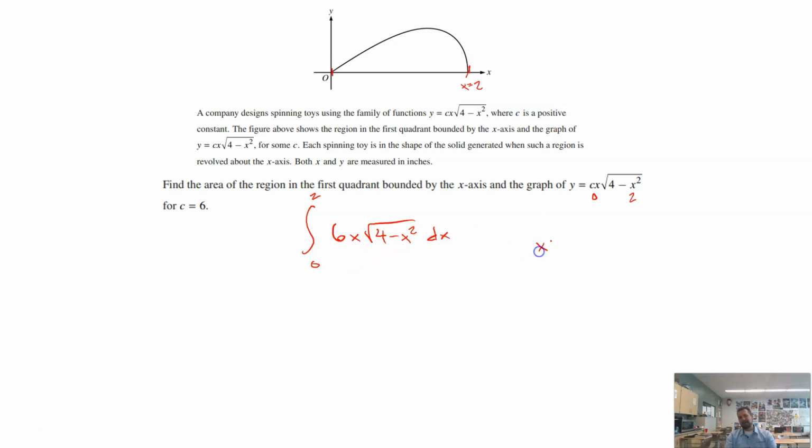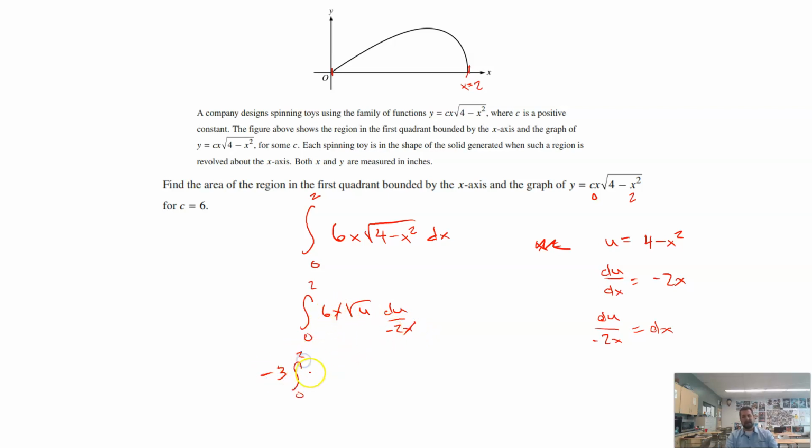Now the second problem I'm going to have is I need to find this antiderivative, and I need to do it by hand. We're going to use u substitution to do that. So I get du dx is equal to negative 2x. So du over negative 2x is equal to dx. So what I have here is the integral from 0 to 2 of 6x multiplied by the square root of u times du over negative 2x. The x's cancel. 6 divided by negative 2 is negative 3. So I pull a negative 3 out front. I've got the integral from 0 to 2 of the square root of u du.